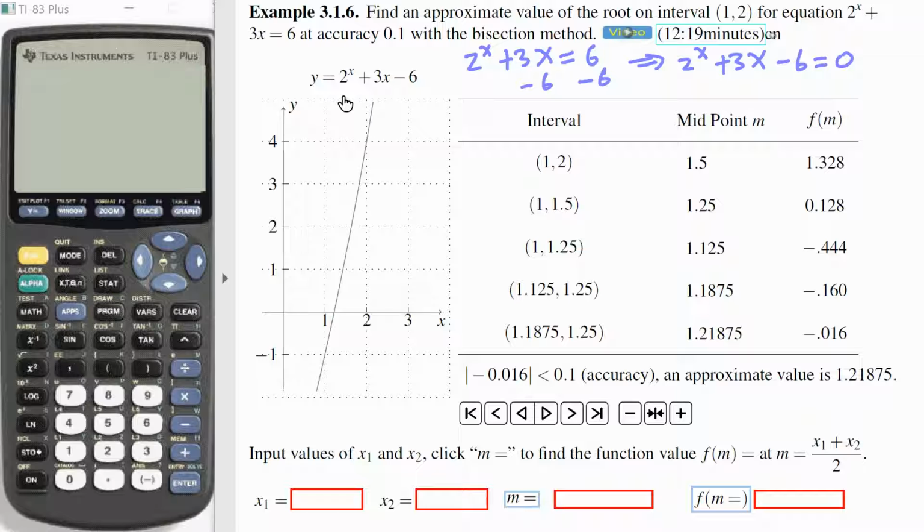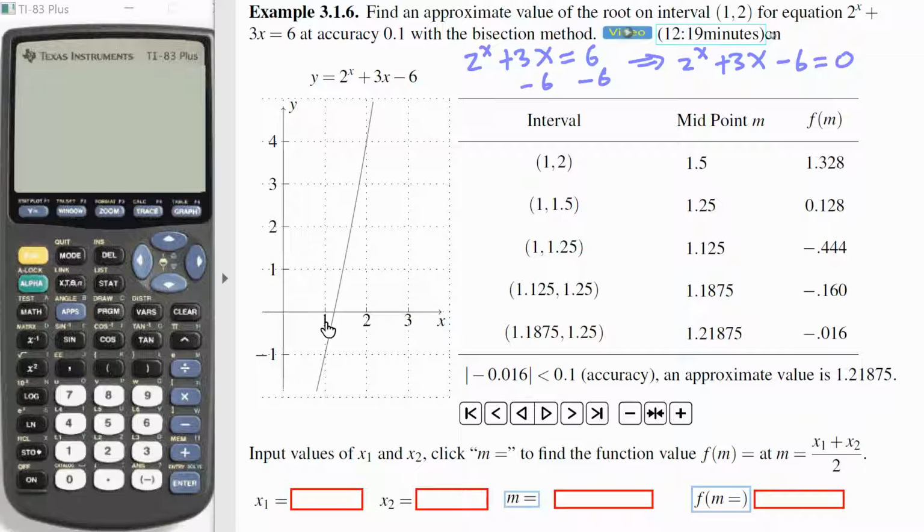Now we know between 1 and 2 there is an x-intercept, or there is a zero point. Then we can be sure there is a root between 1 and 2 for this equation, the original equation.